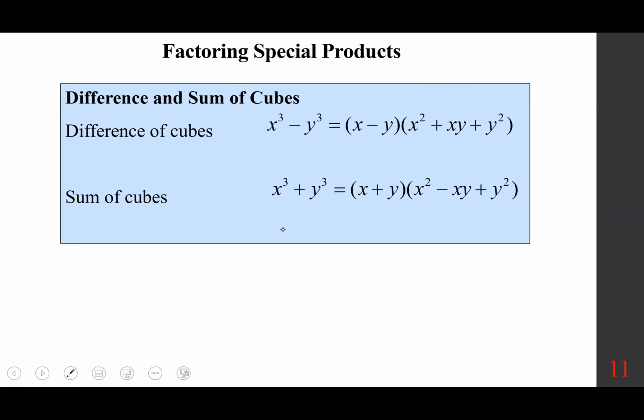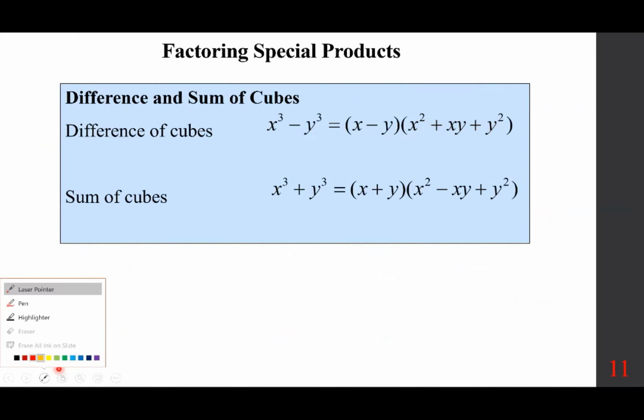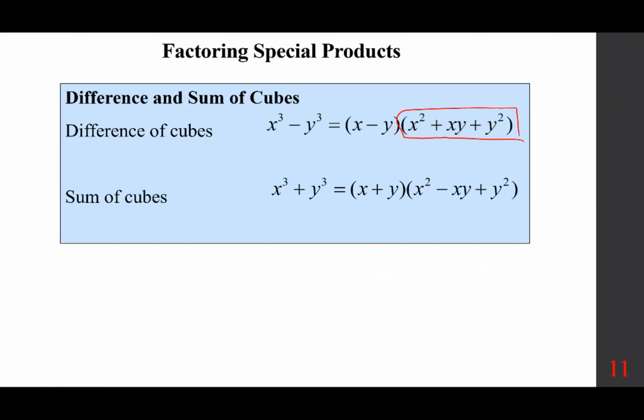Difference and sum of cubes. I hope you remember x cubed minus y cubed is x minus y times x squared plus xy plus y squared. Notice there is no 2 here. So this is a prime polynomial. Let me write it down. This, or this one, are called prime poly, short for polynomial. Okay, so this is x minus y times x squared plus xy plus y squared. This is x plus y times x squared minus xy plus y squared.